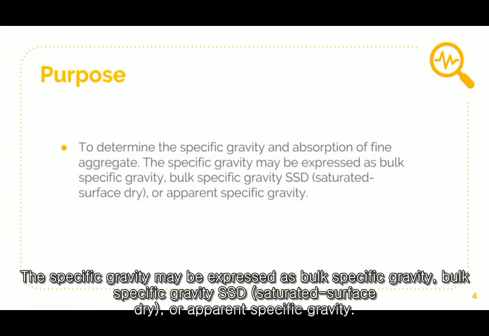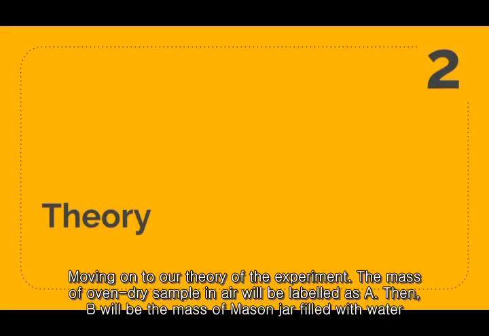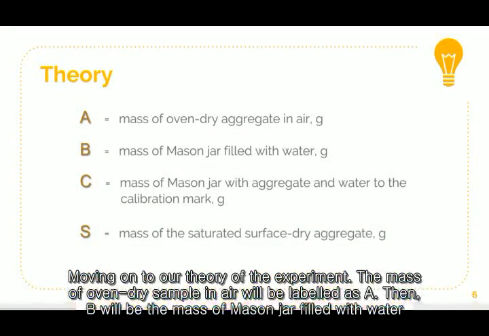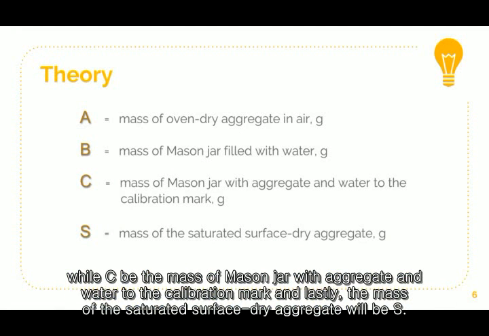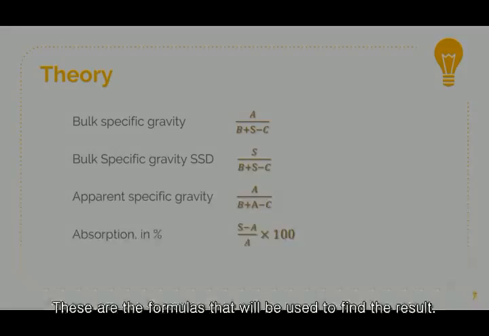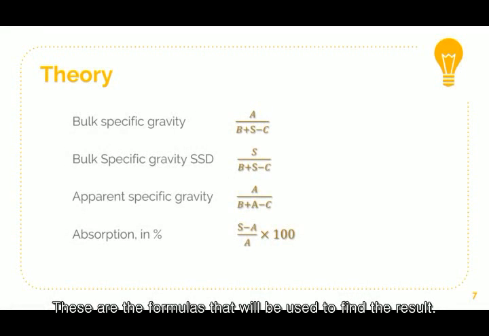The specific gravity may be expressed as bulk specific gravity, bulk specific gravity SSD, or apparent specific gravity. Moving on to the theory of the experiment. The mass of the oven dry sample in air will be labeled as A, then B will be the mass of the mason jar filled with water, while C will be the mass of the mason jar with aggregate and water to the calibration mark. And lastly, the mass of the saturated surface dry aggregate will be S. These are the formulas that will be used to find the result.